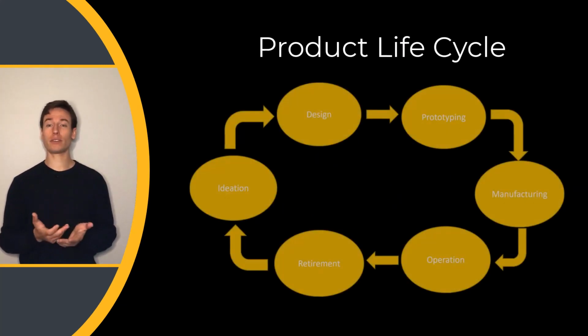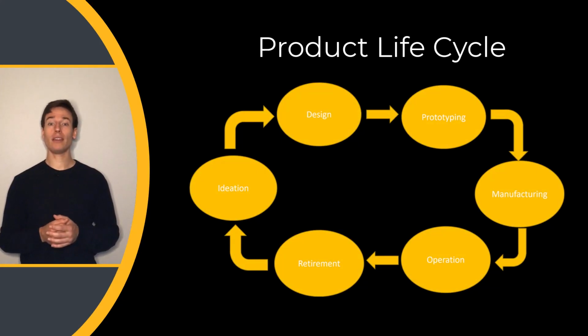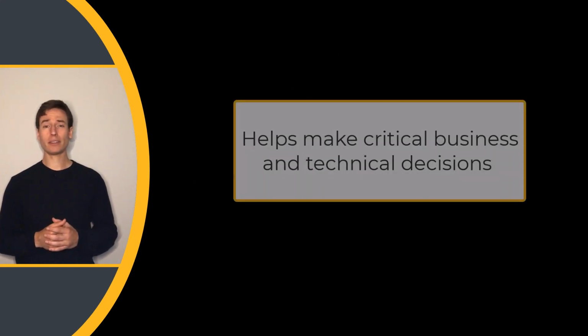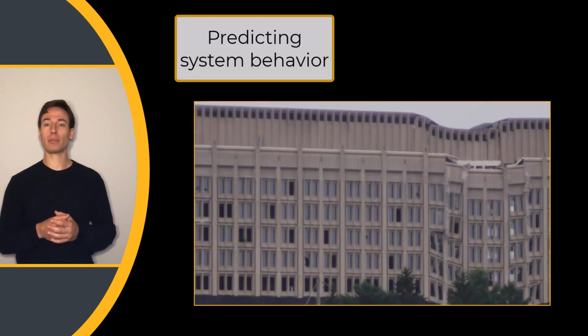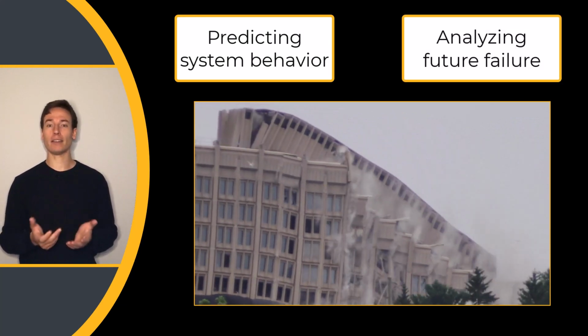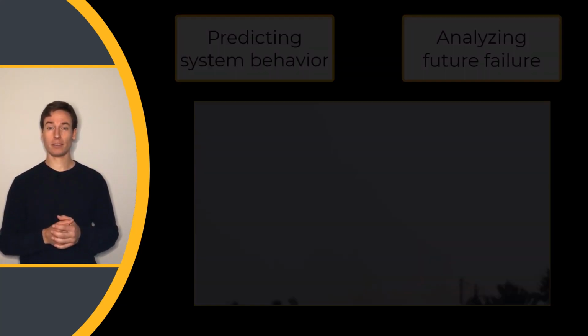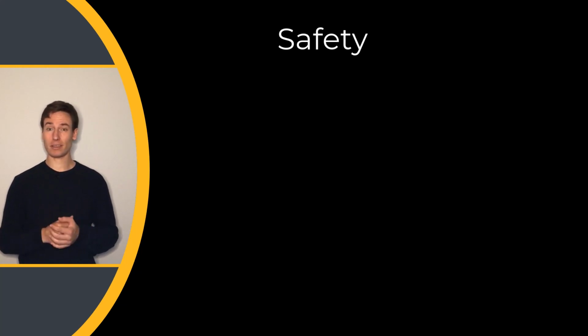Another major benefit of engineering simulation is that it can be used throughout the product lifecycle. This allows for the entire process to be optimized through ideation, design, prototyping, manufacturing, operation, and retirement. Its prevalence throughout the design process helps make critical business and technical decisions by predicting system behavior and analyzing future failure possibilities. In addition to time and money-saving benefits, engineering simulation is used in many industries for safety reasons.